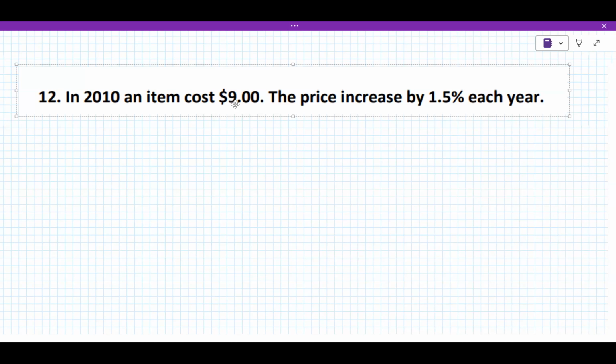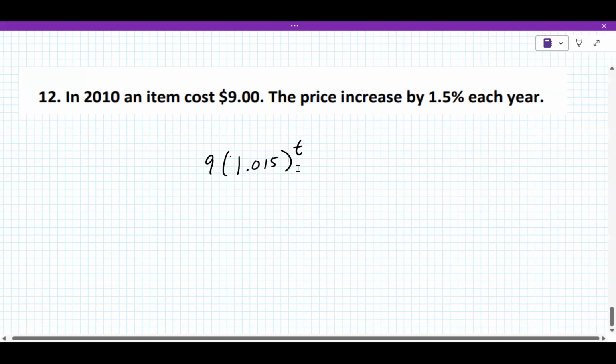Is it 9 parentheses 1.015 exponent t? Not too bad. Once you kind of figure it out, if you're comfortable with this.